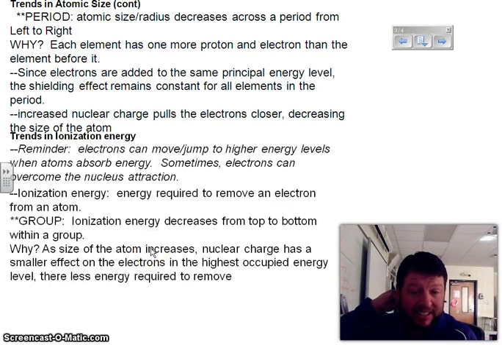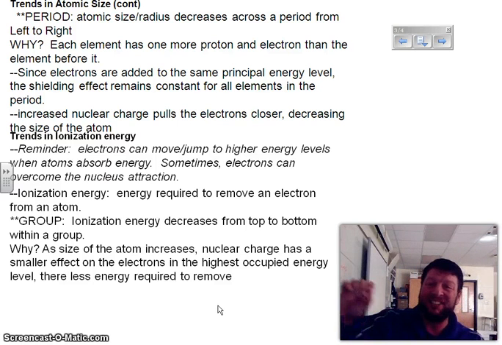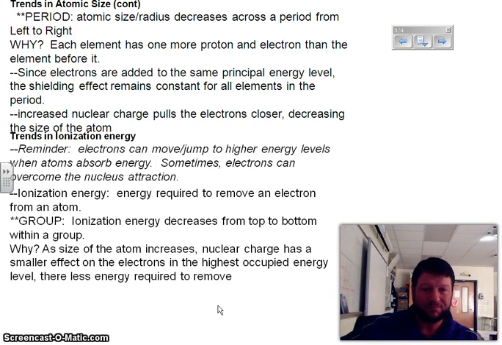In a group, ionization energy decreases from top to bottom within the group. Why is that? Because as size of the atom increases, nuclear charge has a smaller effect on the electrons in the highest occupied energy level. Therefore, less energy is required to remove. So the farther away those electrons get from the center, the easier it is to pluck them away. So we need less energy to do so.